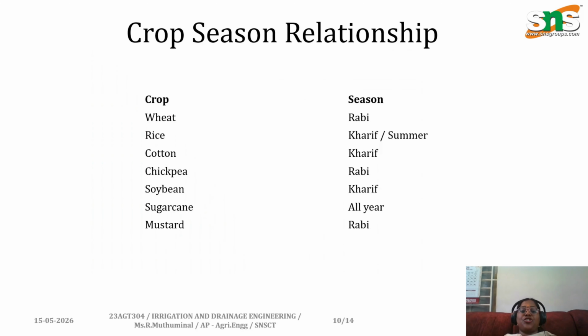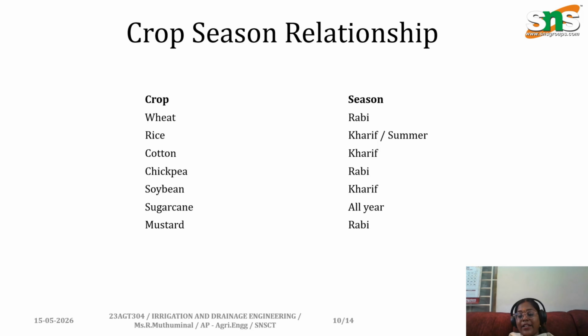The crop relationship and irrigation: different crops suit different seasons. As I have shown here, wheat depends upon Rabi, rice is Kharif or summer, cotton comes under Kharif, mustard comes under Rabi, and sugarcane is year round. Irrigation plays a critical role in stabilizing crop growth, reducing drought stress, and supporting multiple cropping.